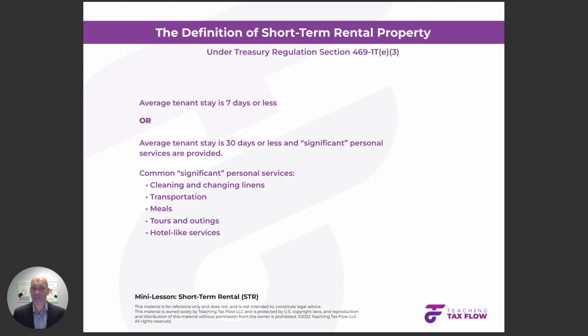So first of all, let's define what a short-term rental property is per IRS regulation. There are two different requirements for a short-term rental property. You don't have to have both of them, you just have to have one of the two. The first one is that the average tenant stay is 7 days or less. So that's pretty simple, and that is typically a vacation property. Or the average tenant stay is 30 days or less, and you provided significant personal services.